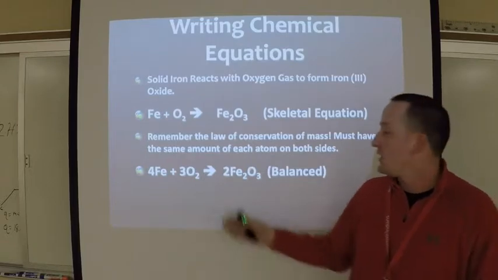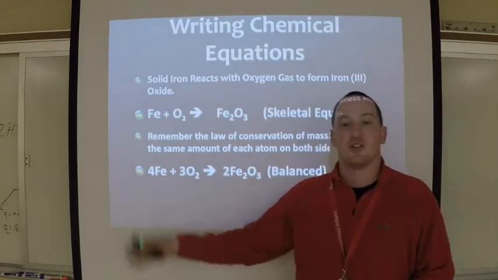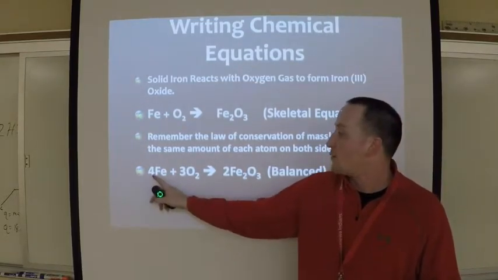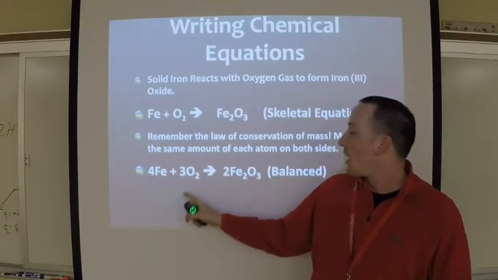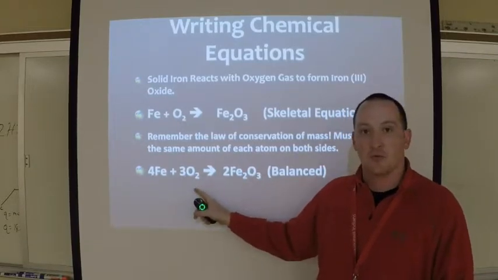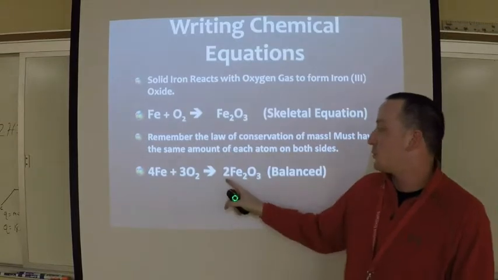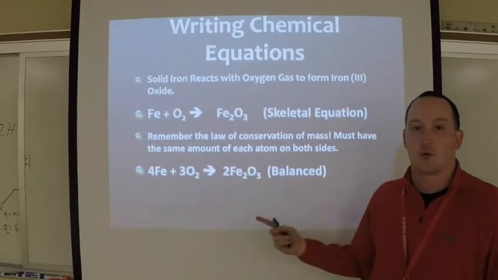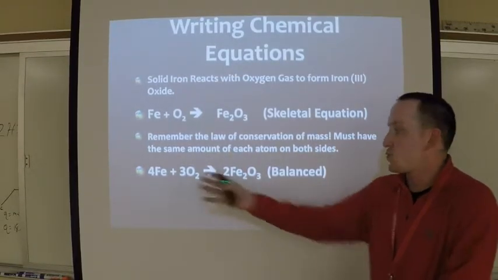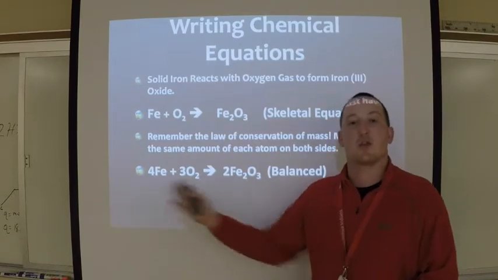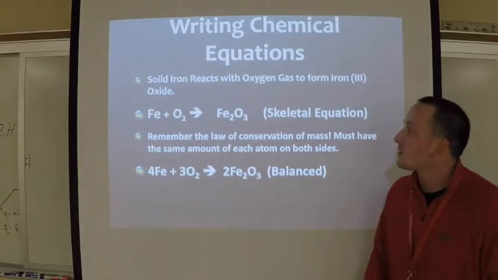What they do is represent the number of each type. What this means is I would need 4 iron atoms, I would need 3 oxygen molecules. When those react, it would produce 2 molecules of Fe2O3. Okay? That's what this balanced equation says. It's the number of molecules that react.